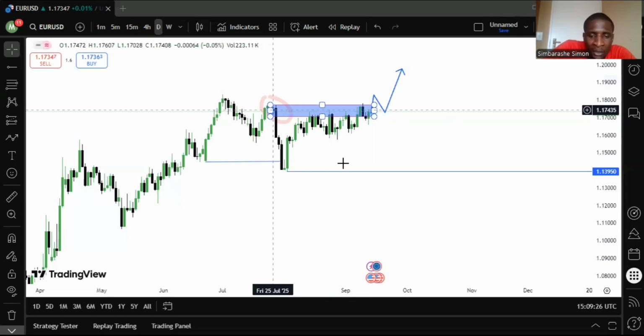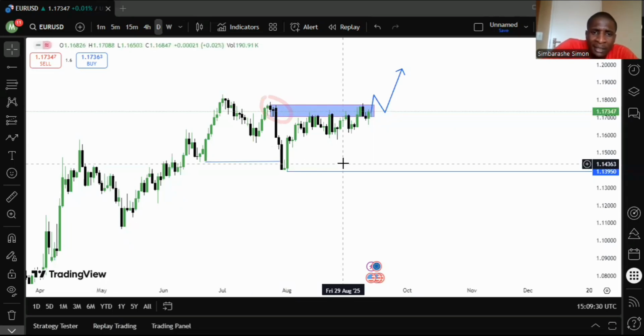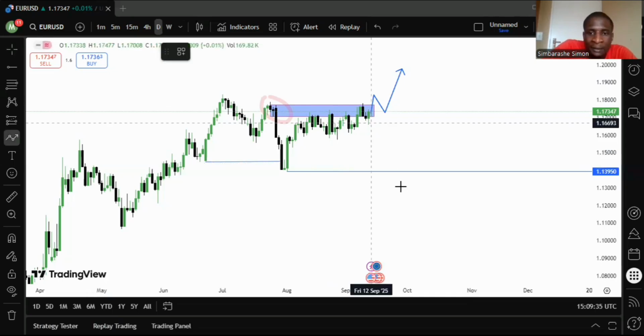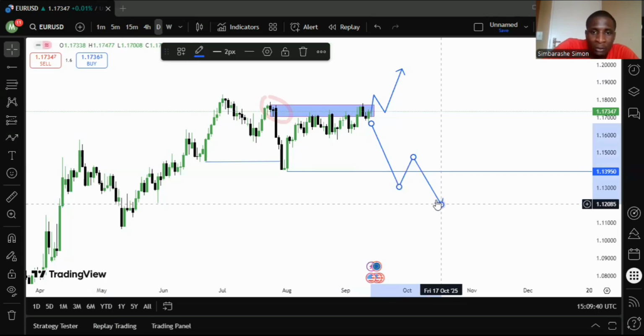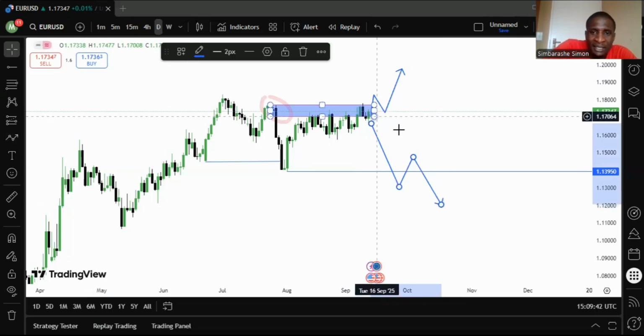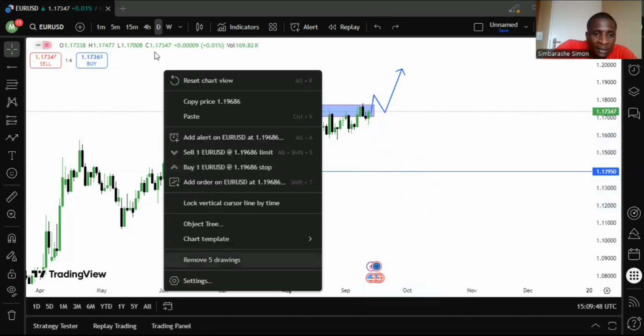We are reacting in the supply zone, but this supply zone is weak because it didn't manage to push the price down. It failed to do something like this here, guys. That's what we were expecting, but it failed to do it. So basically it's weak, and we continue buying. Simple. So I'm going to take out all these drawings.